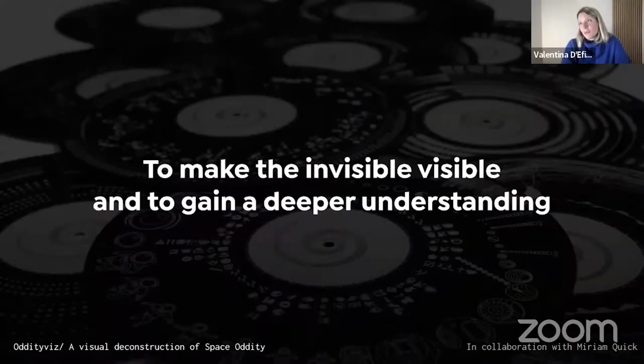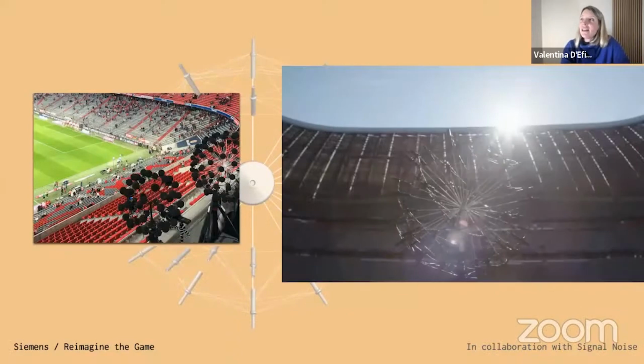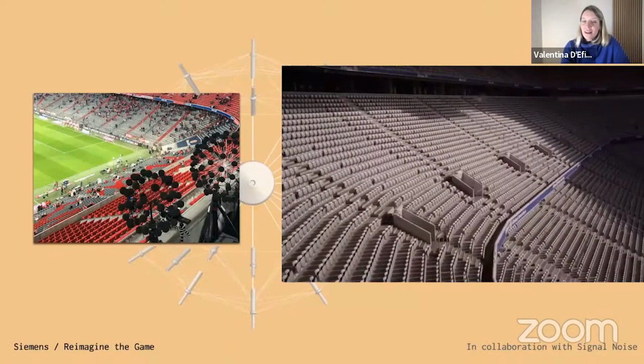And the intent here was really to make the invisible visible, to make people see what we feel, but also what we imagine when we're listening to the song, and to celebrate David Bowie as an artist, to gain a deeper understanding of his craft and how masterfully this song was put together.